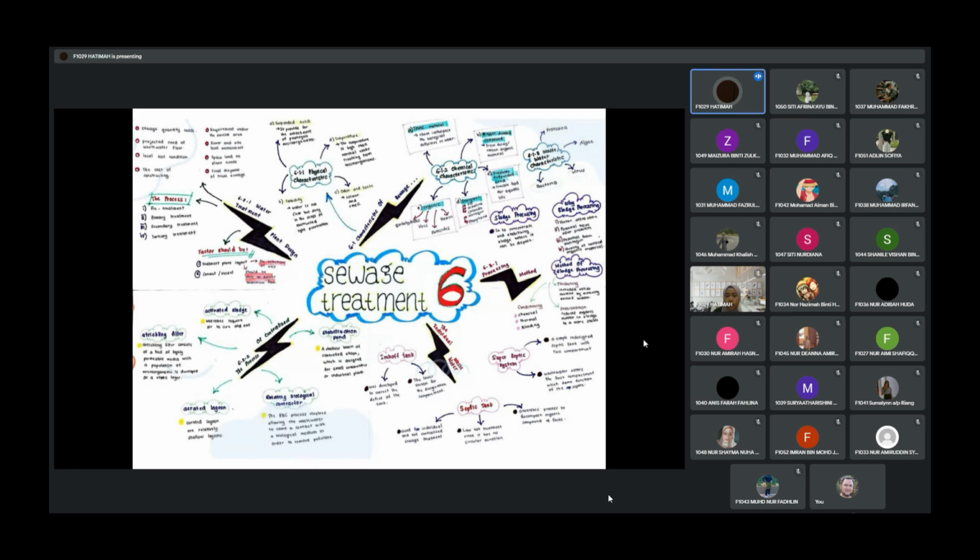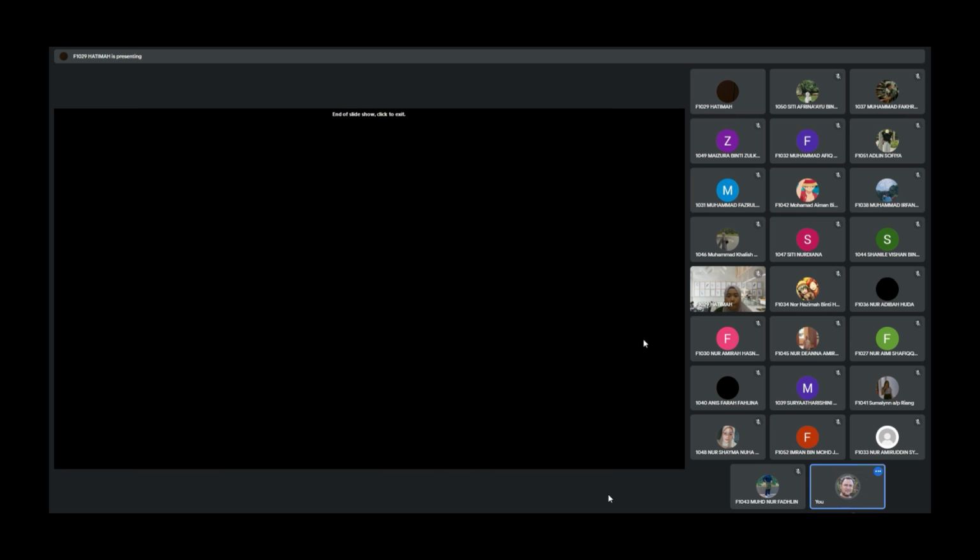Three methods of sludge processing, which are thickening, stabilization, and conditioning. And why sludge processing? Sludge processing is to concentrate and stabilize sludge before it can be disposed. So that's all from me. Thank you. Okay, terima kasih ya Hatimah.